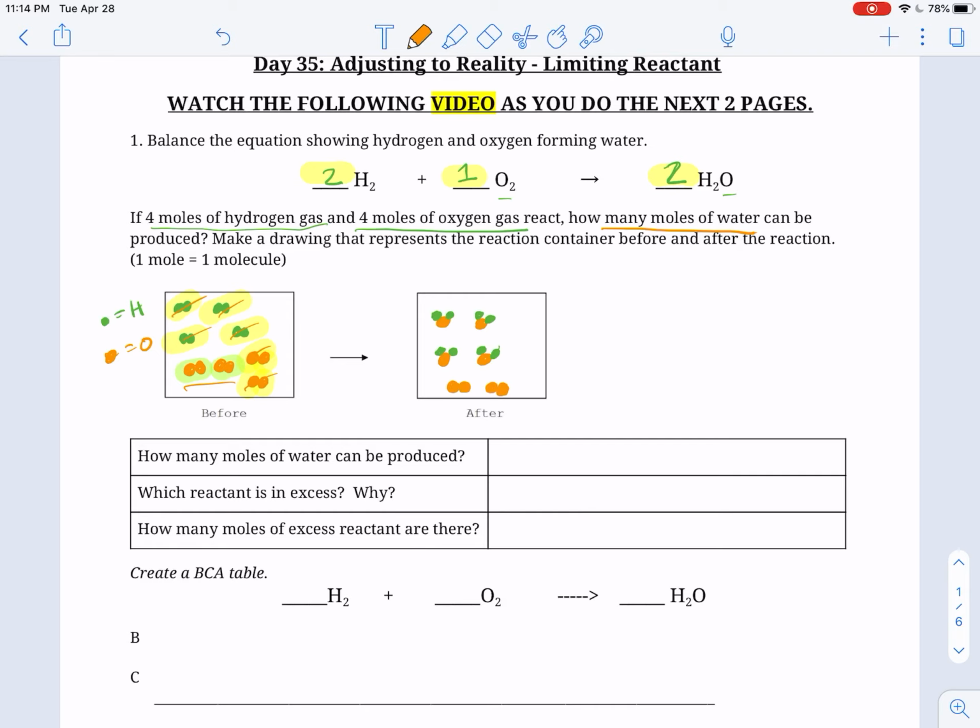So if I look at this, I'm able to produce 1, 2, 3, 4 moles of water, okay? The reactant that's in excess is going to be oxygen, okay, because I have some left over, all right?